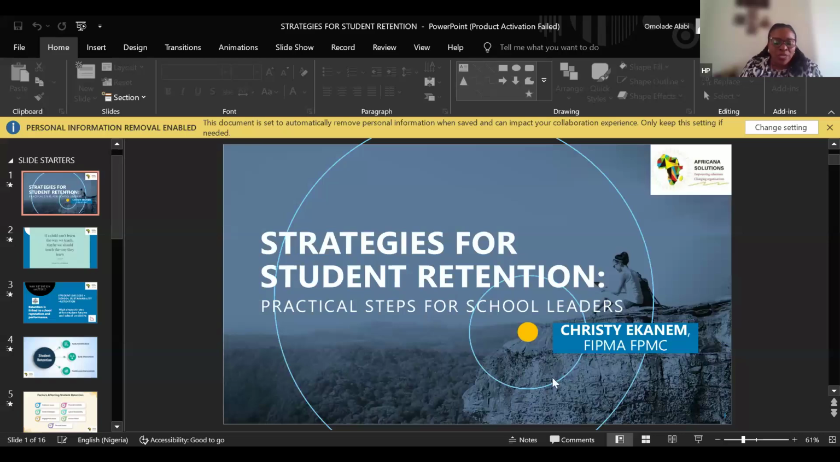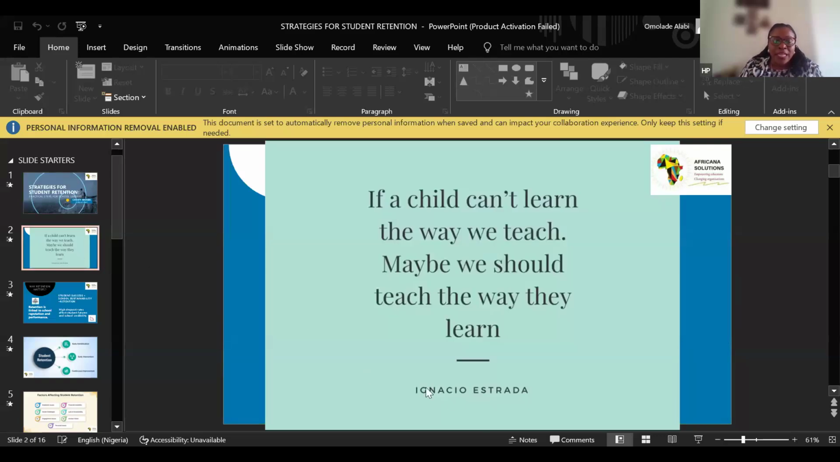This resonates with me. Having taught for 25 years, I think the best way we can actually pass on knowledge to students is to teach them the way they can learn. If a child can't learn the way we teach, maybe we should teach them the way they learn. Let's have that at the back of our mind.